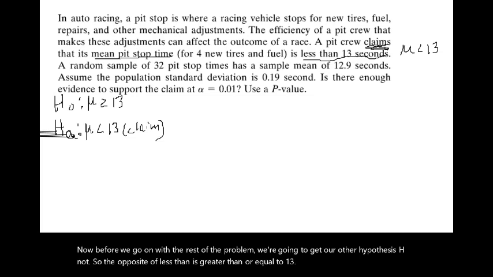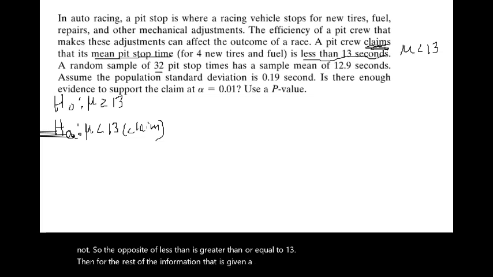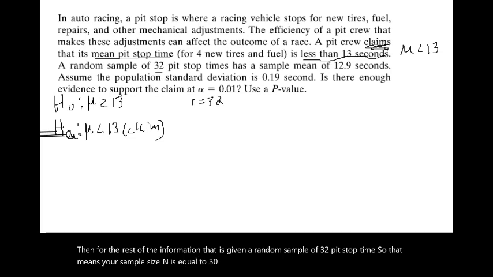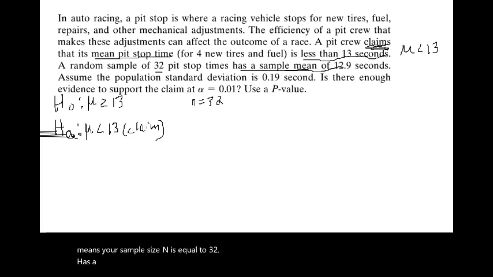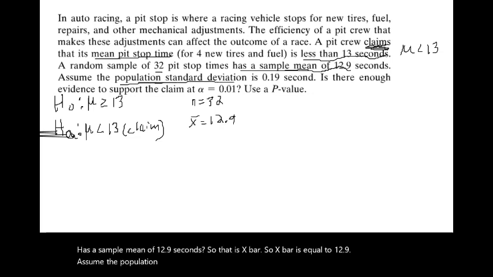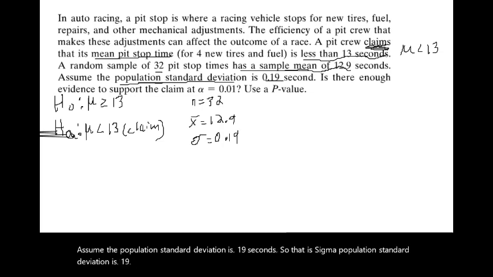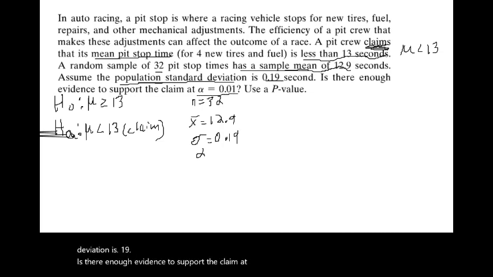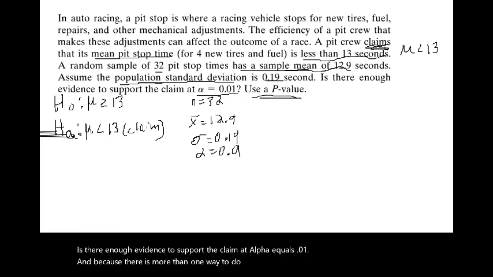Then for the rest of the information that is given, a random sample of 32 pit stop times, so that means your sample size n is equal to 32. Has a sample mean of 12.9 seconds, so that is x bar. So x bar is equal to 12.9. Assume the population standard deviation is 0.19 seconds. So that is sigma, population standard deviation is 0.19. Is there enough evidence to support the claim at alpha equals 0.01? And because there is more than one way to do these, this is specifically asking us to use a p-value.